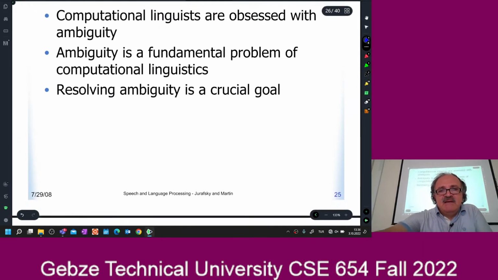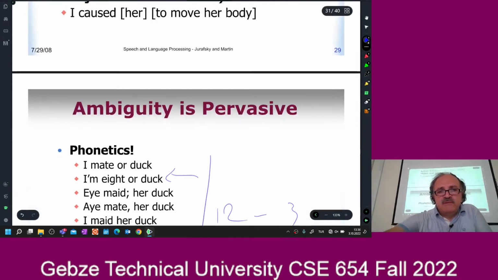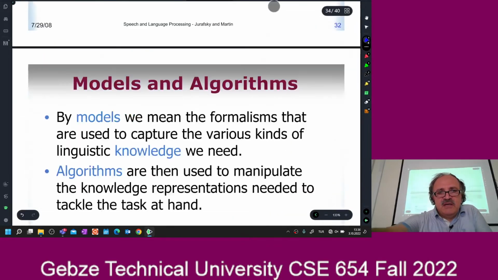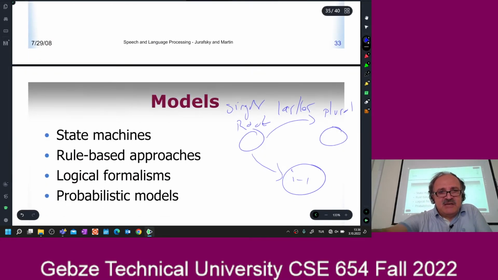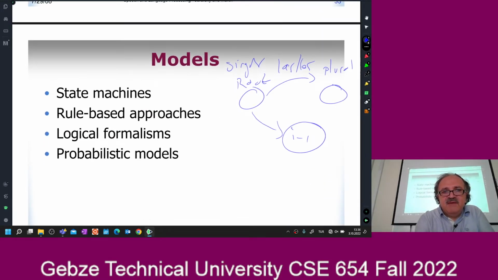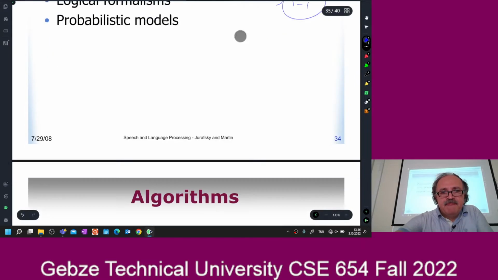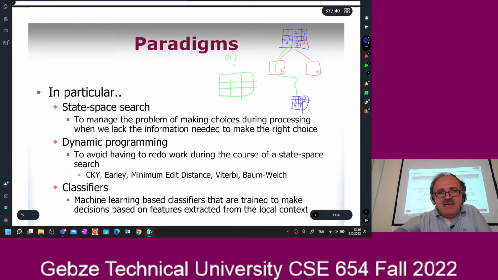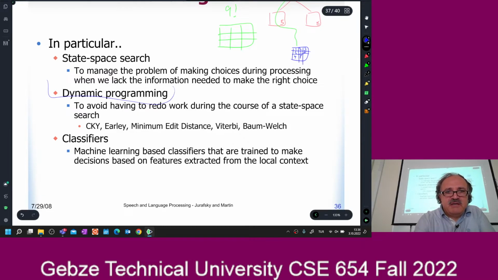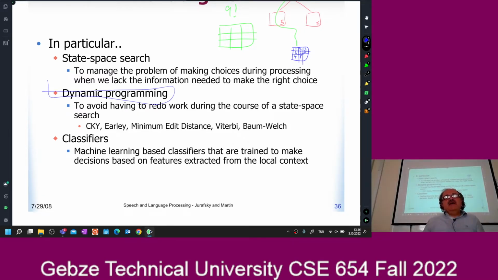We said that we would talk about what kind of tools we are going to use in NLP: models and algorithms, etc. We said that we will be using state machines, and we talked a little bit about them, rule-based approaches, and then with the algorithms we have dynamic programming. Today, on our first introductory problem of NLP, which is spelling correction.